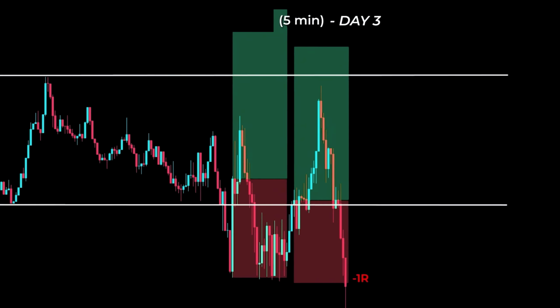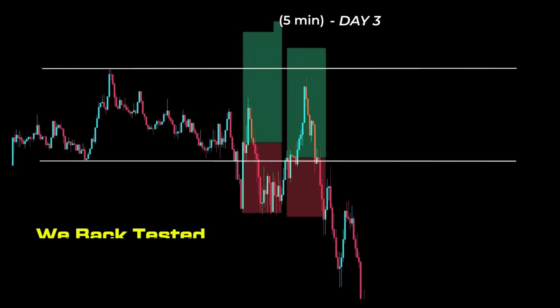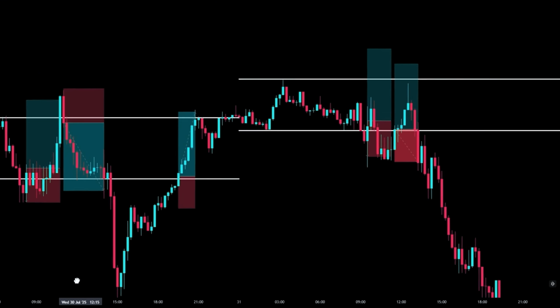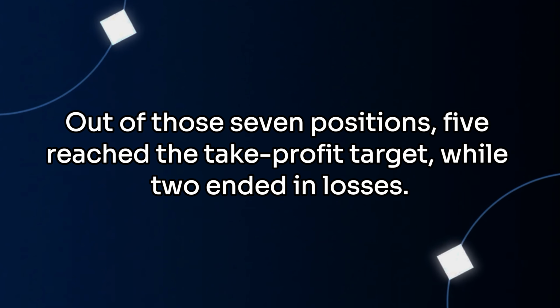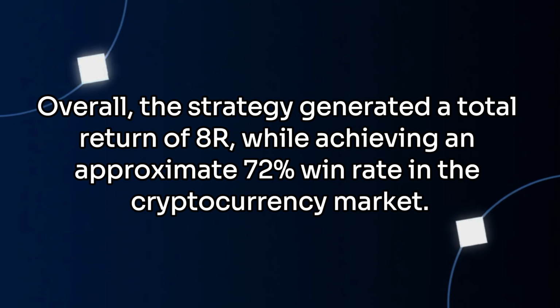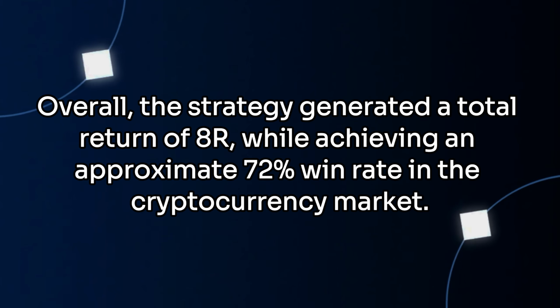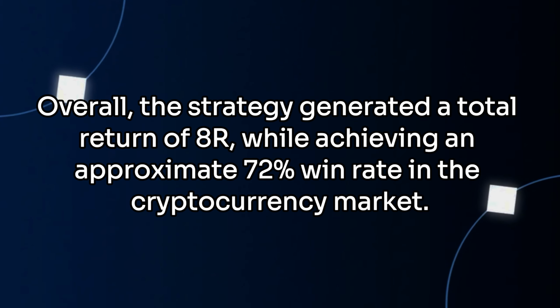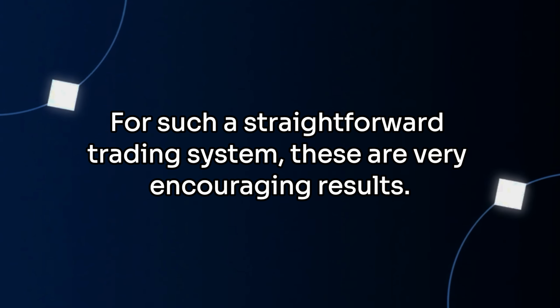Now let's see the final results. Here you can see all the trades we backtested. After completing our backtest, we recorded a total of 7 trades. Out of those 7 positions, 5 reached the take profit target, while 2 ended in losses. Overall, the strategy generated a total return of 8R, while achieving an approximate 72% win rate in the cryptocurrency market. For such a straightforward trading system, these are very encouraging results.